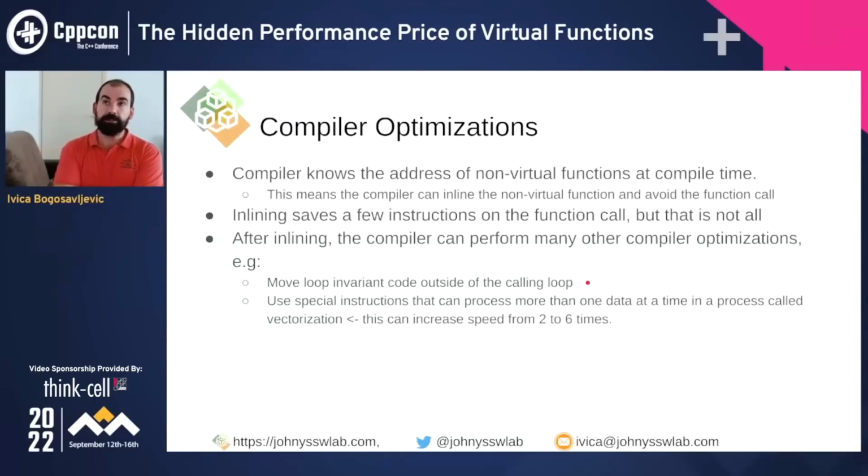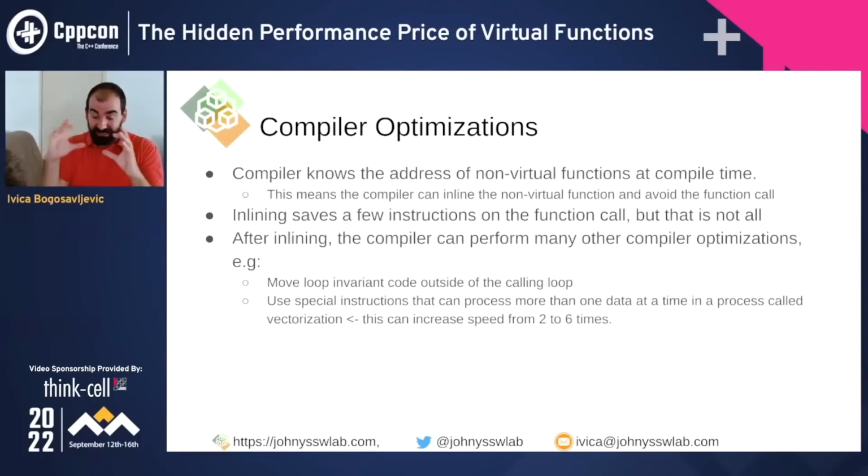So the next difference in performance between virtual and non-virtual functions comes from compiler optimization. The compiler knows the address of the non-virtual function at compile time. What this means is that the compiler can inline the non-virtual function and avoid the function call. Now, inlining saves a few instructions on the function call, but that's not the whole story.